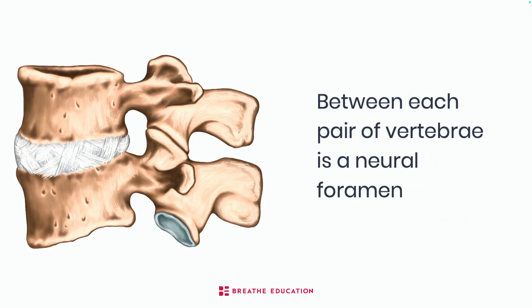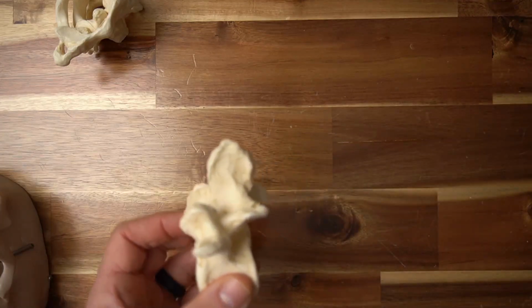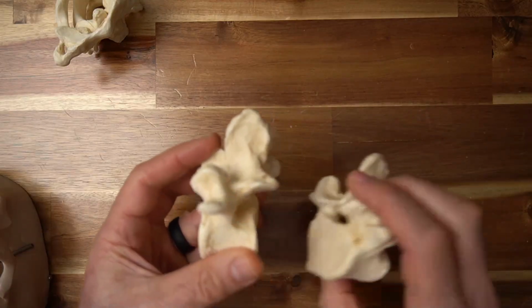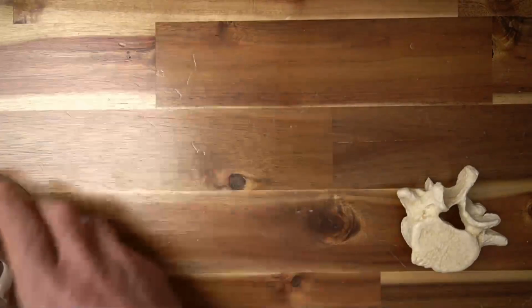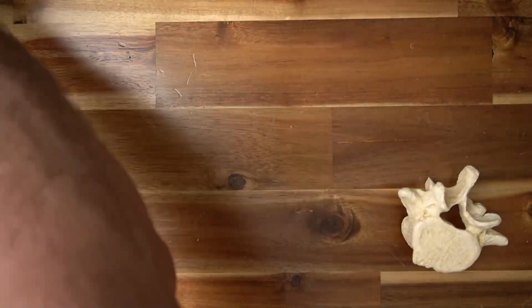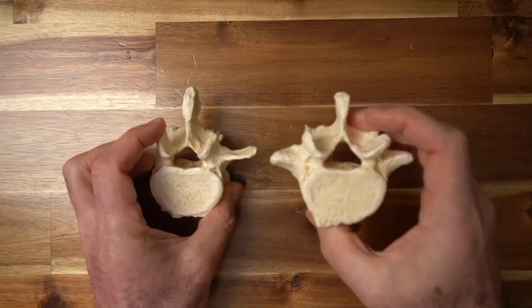And between each pair of vertebrae is what's called a neural foramen. And foramen means gap or hole. And here is the neural foramen. So we have an L4, your second lowest lumbar vertebra, and we have an L5, your lowest lumbar vertebra.